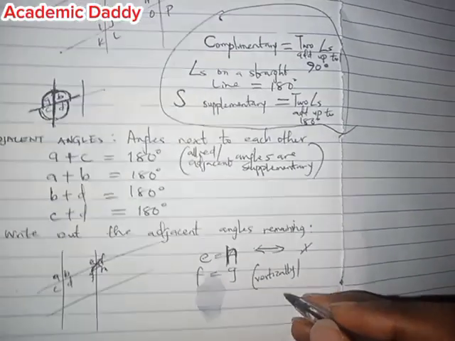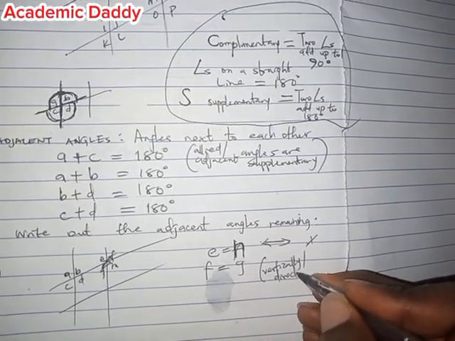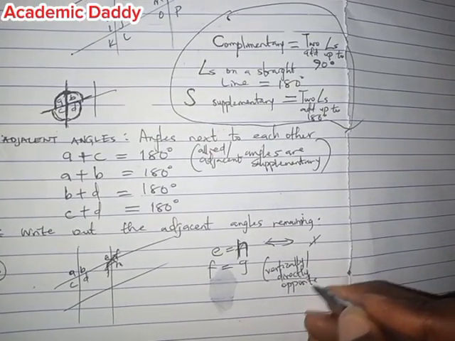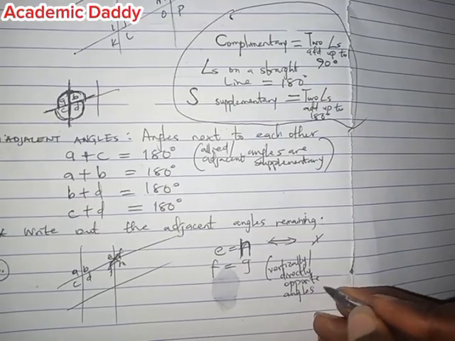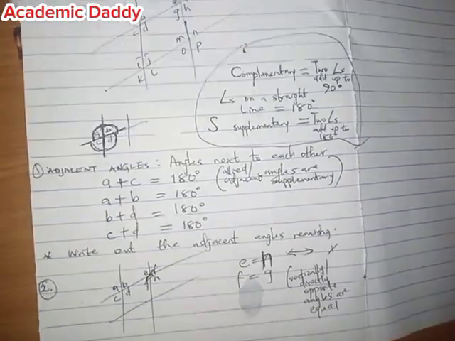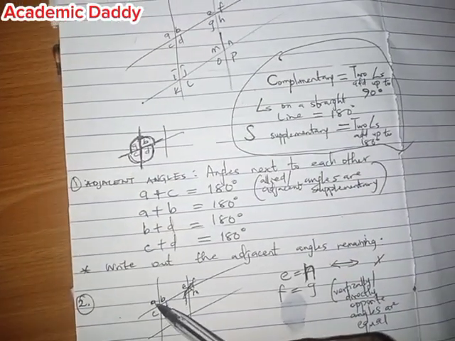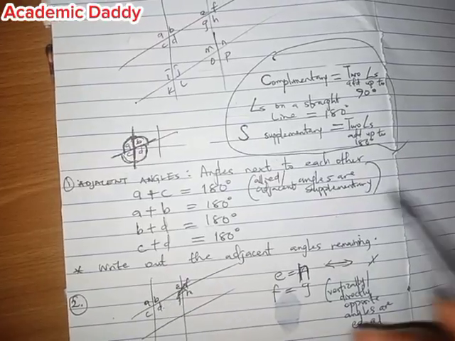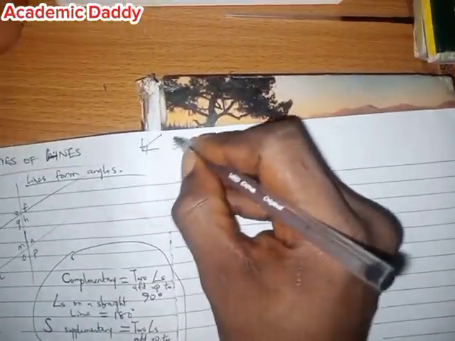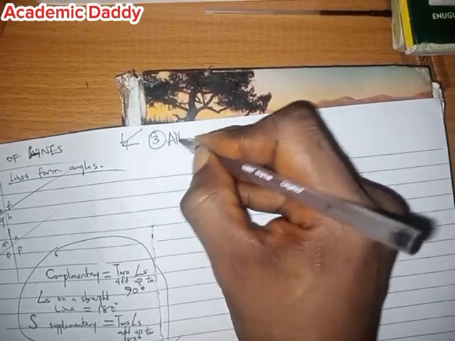or directly opposite angles are equal. So if you know this, find me the vertically opposite angles here. So the next property is alternate angles.